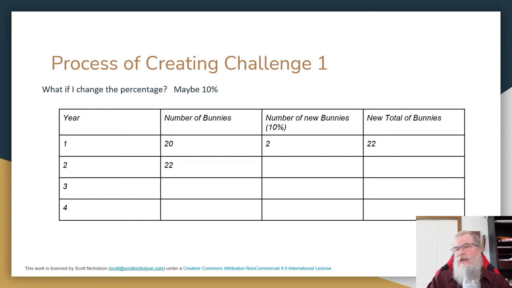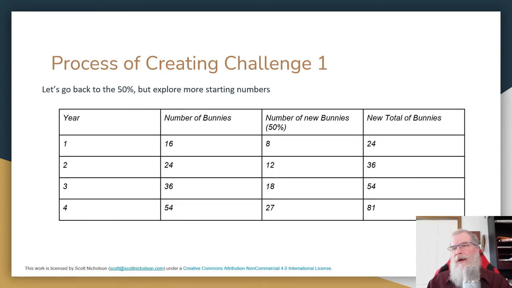So I said, well, let's change the percentage again. Maybe we'll just try 10%. Maybe that'll work. So start with 20 bunnies and they get 2 new, and that's 22 bunnies. 22 bunnies doesn't go evenly into 10%. So I said, well, why don't I go back to the 50% and figure out the starting numbers? In that first example, when I had 24, it was good for two cycles. So what if I just figure out what number would give me 24 and make that year one?